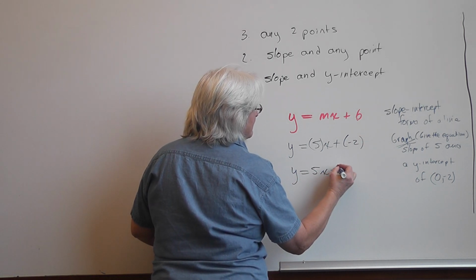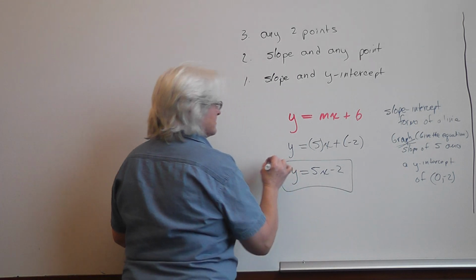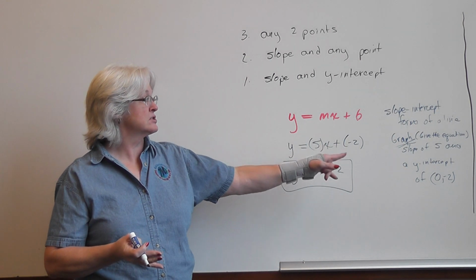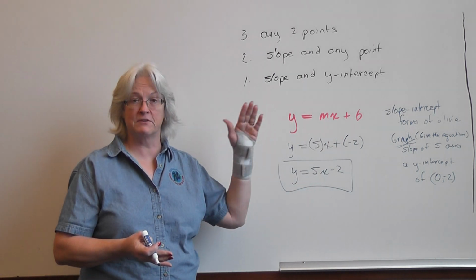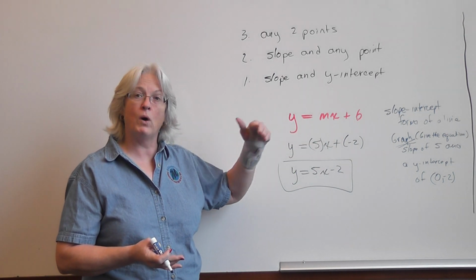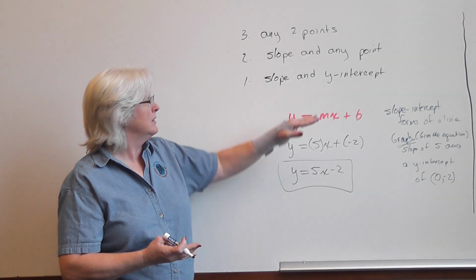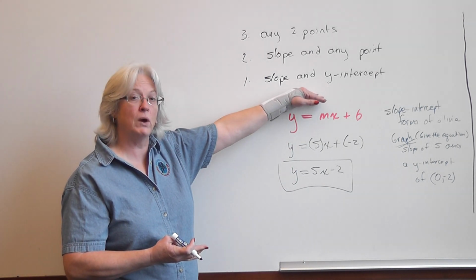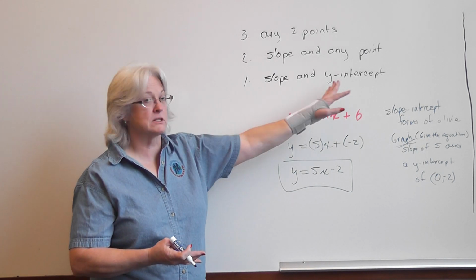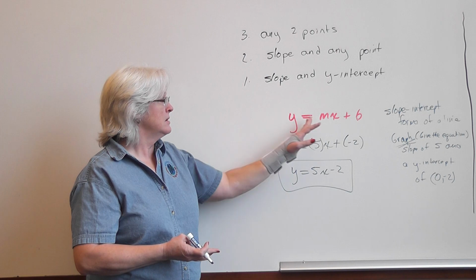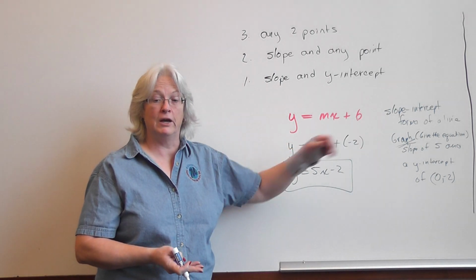y is equal to 5x minus 2 is the equation of a line that has a slope of 5, it's a very steep line, and a y-intercept of -2. So you see how very easy it was to give us the equation of a line if we have the slope and the y-intercept, because we use the slope-intercept form of a line.